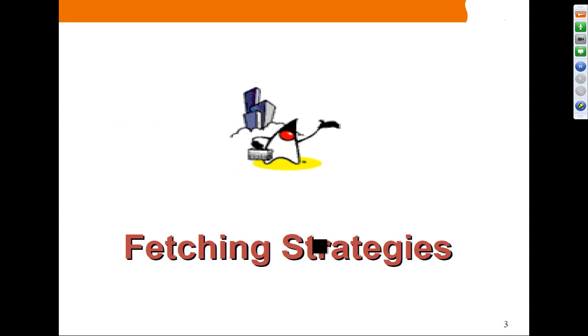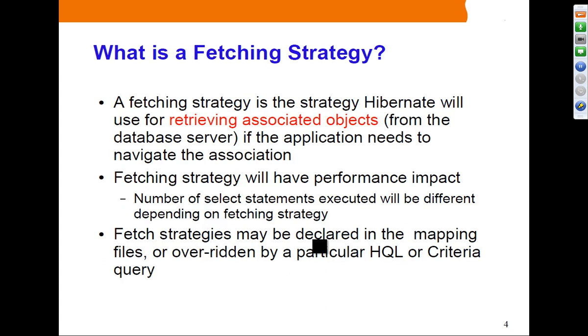So fetching strategies. A fetching strategy is a strategy Hibernate will use for retrieving associated objects. This is a relevant issue when you are dealing with retrieving associated objects. If you are dealing with a single table, then it's not a problem.